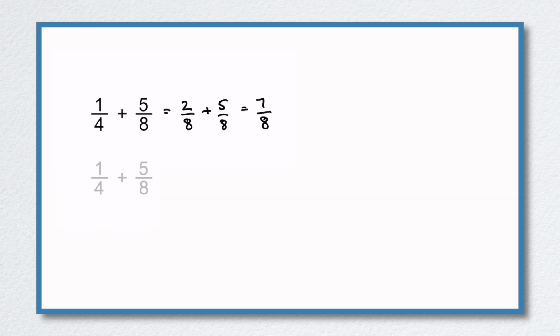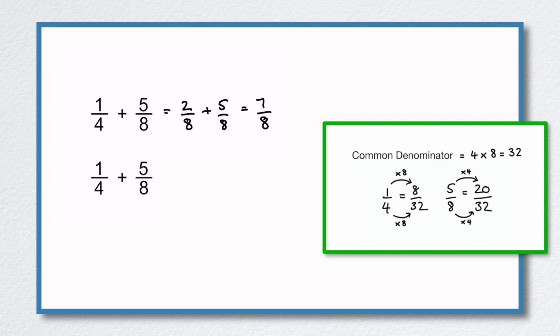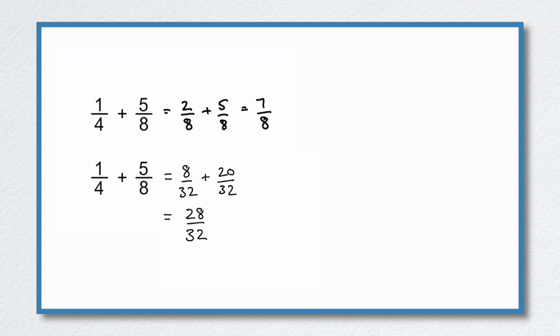So if we go back to this question here, 1/4 add 5/8. And let's just say you found the common denominator by multiplying the 4 and the 8 together. Well, 4 8s are 32. 1/4 is 8 over 32, and 5/8 is 20 over 32. So we end up with 28 over 32. Well, both 28 and 32 are in the 4 times table. So if I divide the numerator and the denominator by 4, I end up with 7/8. And that's the answer that we had when we found the lowest common denominator.